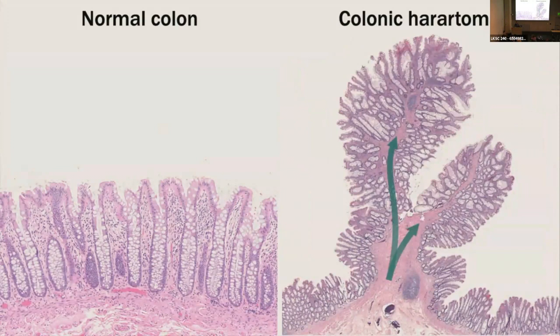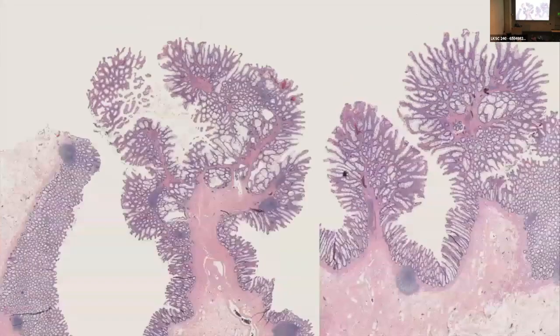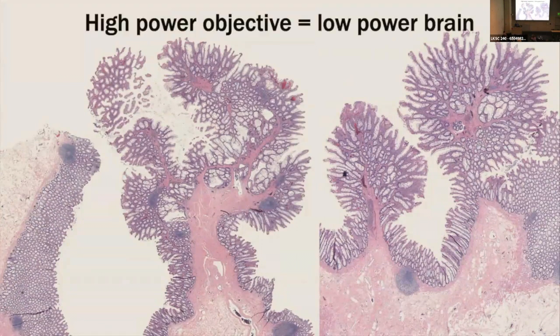And so the classic description of this type of disease is it looks like a tree. So here on the left, you have a little tree getting hit by a little wave of colon. And then on the right, you have 2 trees on a little hill. And this is a hallmark disease called Peutz-Jeghers syndrome. But like I was saying, this is a diagnosis by architecture, not zooming into high power and looking at individual cells. So there's a saying in pathology that high power objective equals low power brain.